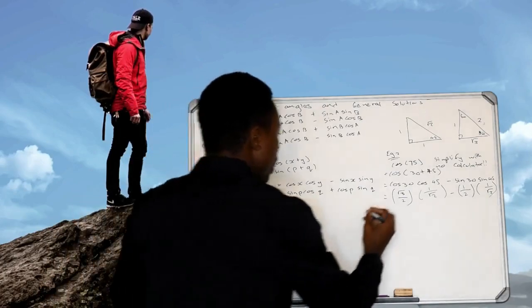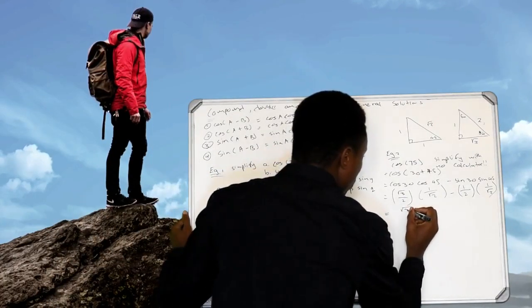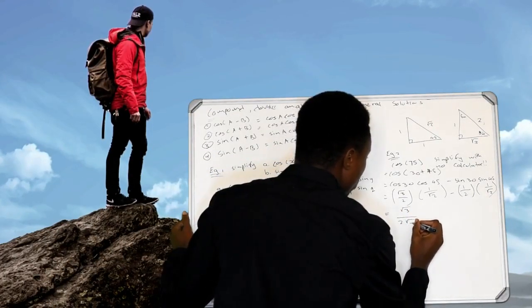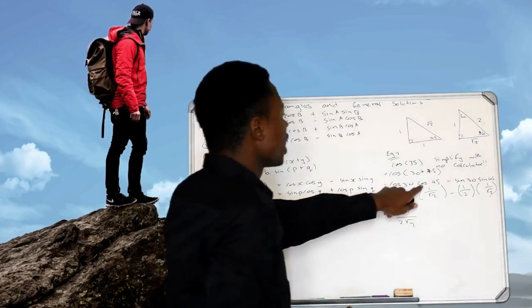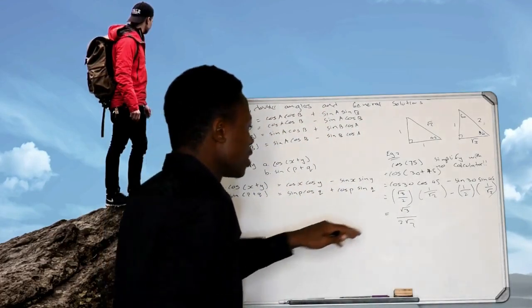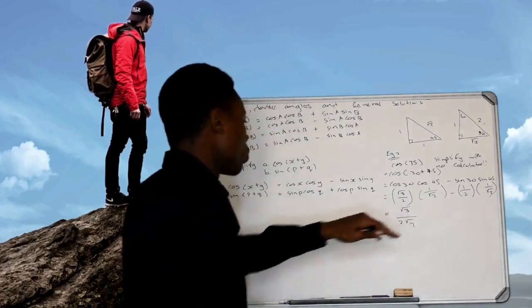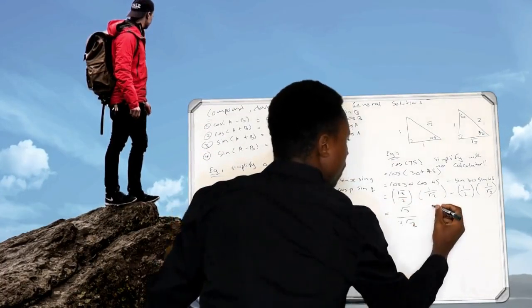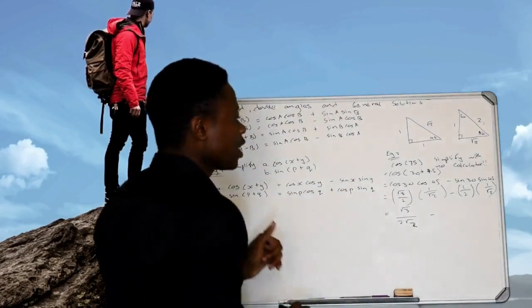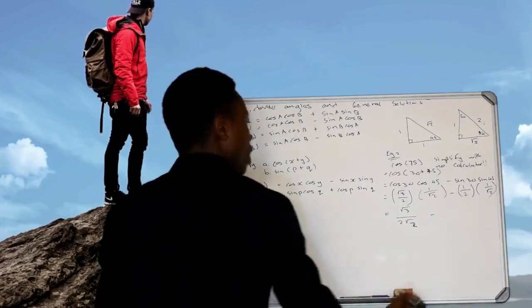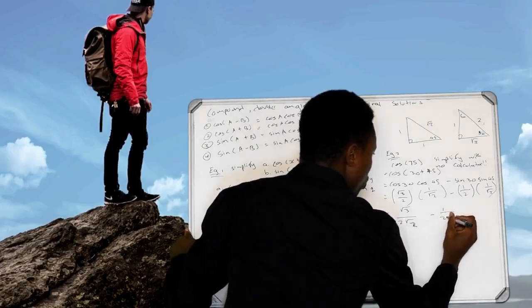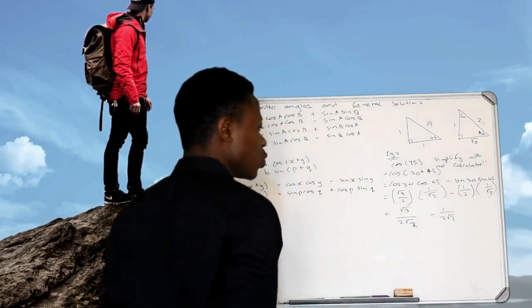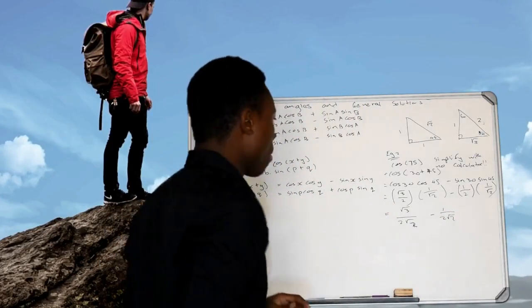So if I solve for this, it will become root 3 over 2 root 2. Why do I say that? Because root 3 times 1 is root 3, right? And 2 times root 2 is 2 root 2. Minus, on the other side, we say 1 times 1 is 1. So at the bottom is 2 root 2. Why? Because 2 times root 2 is 2 root 2, right?